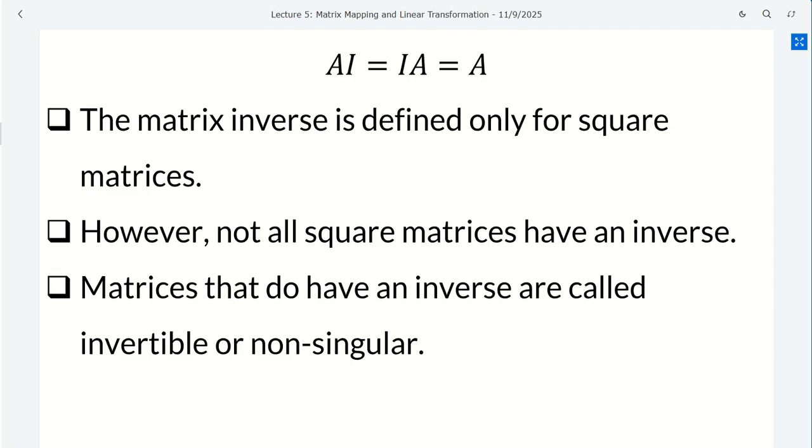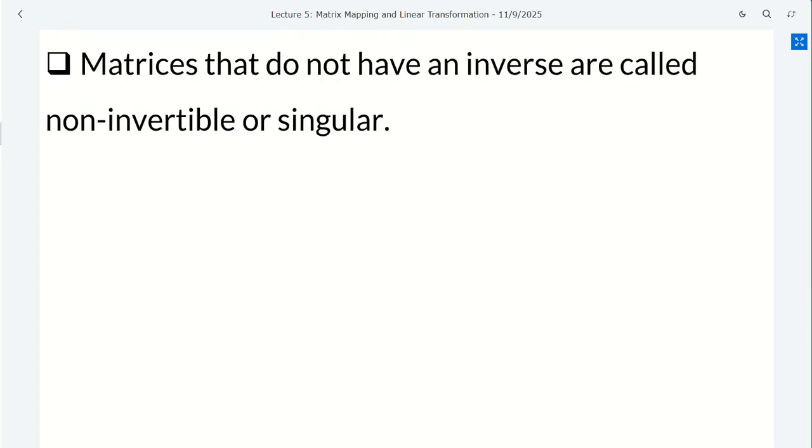All right. So this matrix inverse is defined only for square matrices. Okay, that means you are dealing with a matrix of the same size. That means the number of rows should equal what? The number of columns. However, not all square matrices have an inverse. Matrices that do have an inverse, we call them invertible, or they are what? Non-singular. So when a matrix has an inverse, we call it invertible or non-singular. We'll see singular matrices or non-invertible matrices very soon.